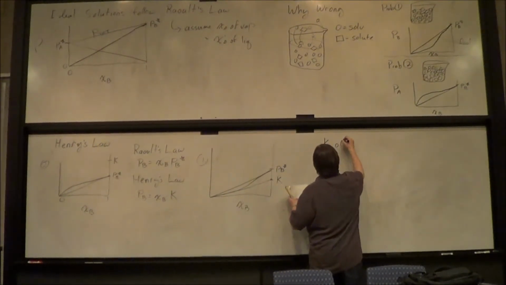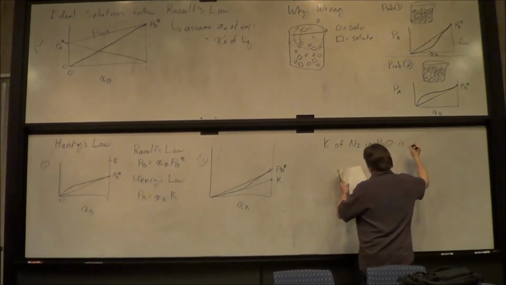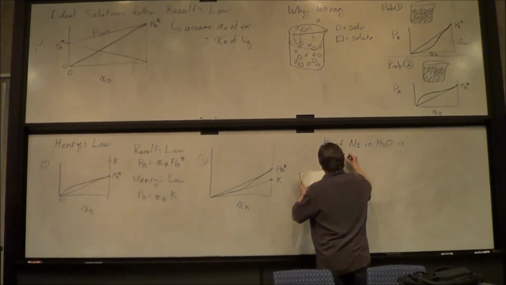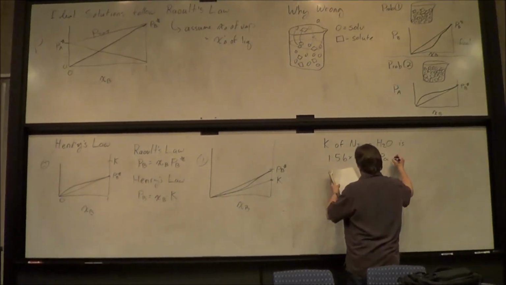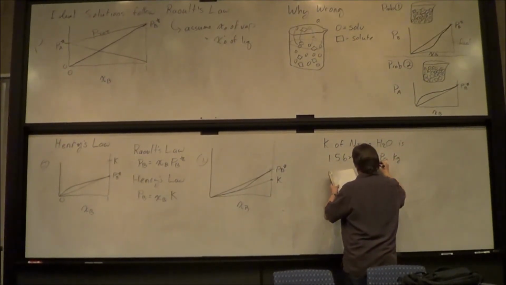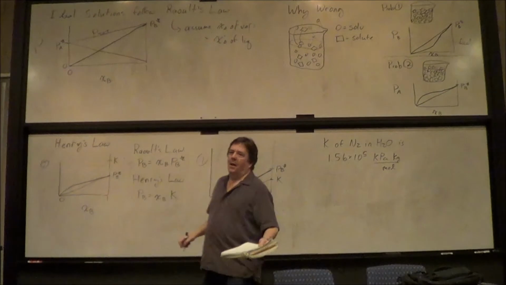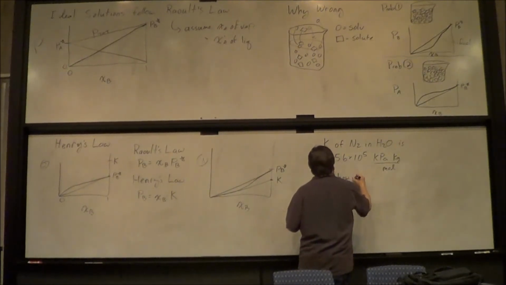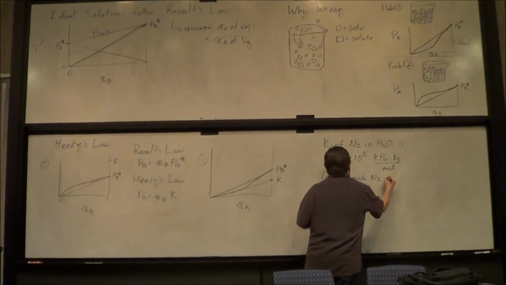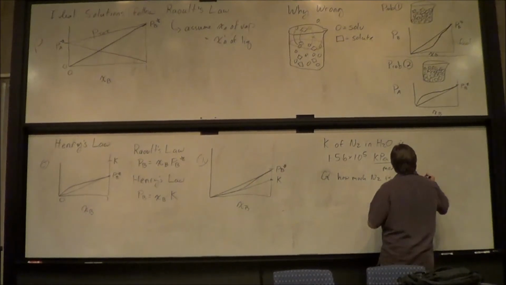K for N2 and H2O is 1.56 times 10 to the 5 kilopascals per mole. Okay, and the question is, how much N2 is in 1 kilogram of water?